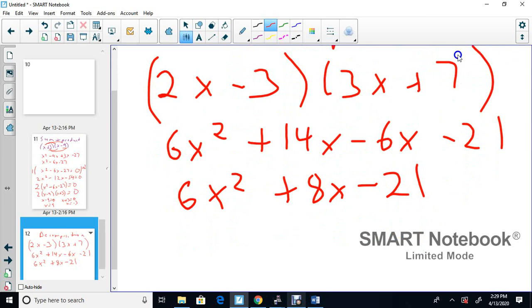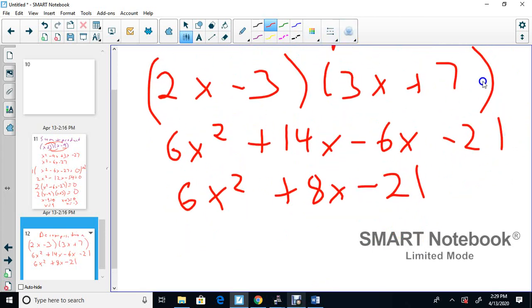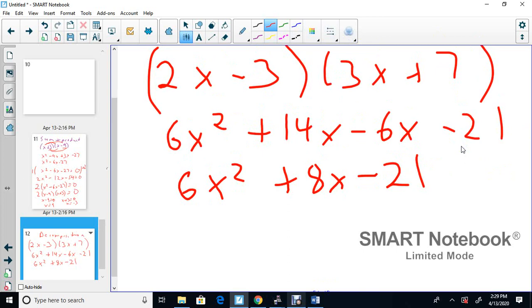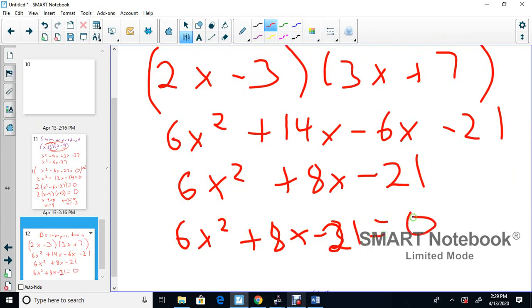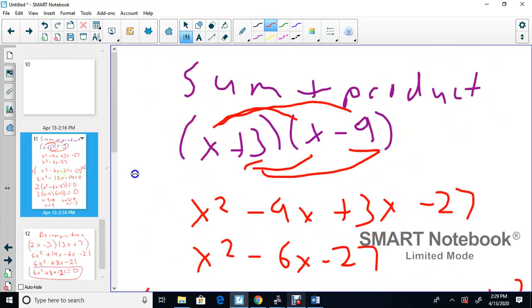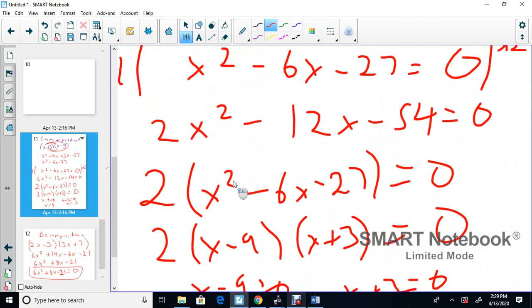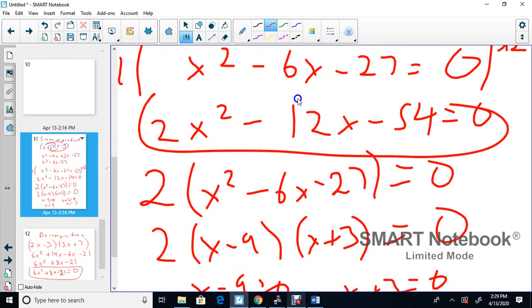So if you keep these numbers smaller, so you keep the 7 and the 3, it's easier later to figure it out, because this one would be quite difficult to figure out. The smaller you keep these, the easier it is to figure out. So now you just go 6x squared plus 8x minus 21 equal to 0, and that would be your question. Similar to the one before, this would be one of your questions.